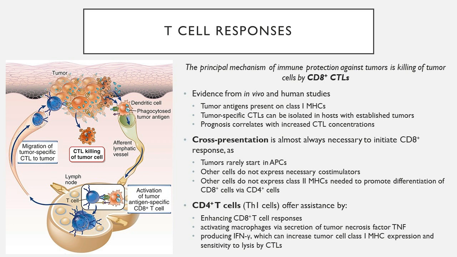The CD4 plus helper cells, particularly the Th1 subtype, can do this through a number of different mechanisms. They enhance CD8 plus T cell responses. They activate macrophages that secrete tumor necrosis factor, TNF. They produce IFN gamma, which increases the expression of the class 1 MHCs that are necessary to present tumor antigens. And that cytokine also increases the sensitivity to lysis by CTLs.